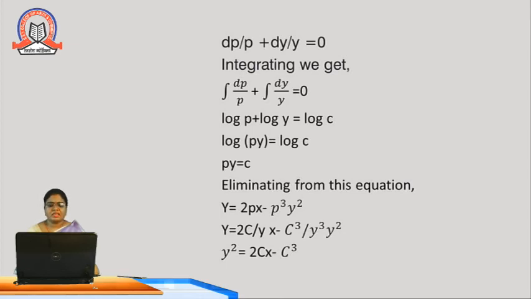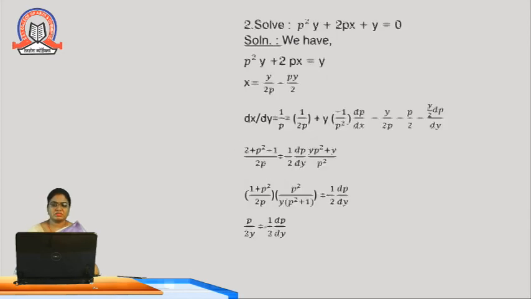Eliminating p from this equation means substituting the value of p equal to c upon y in the given equation. We are getting y equal to 2c upon y into x minus c cube upon y cube into y square. Final answer after rearranging is y square equal to 2cx minus c cube. So we are getting the result eliminating p. This is the general solution.